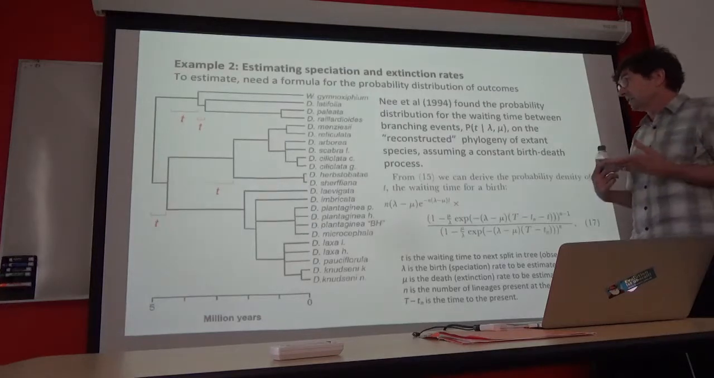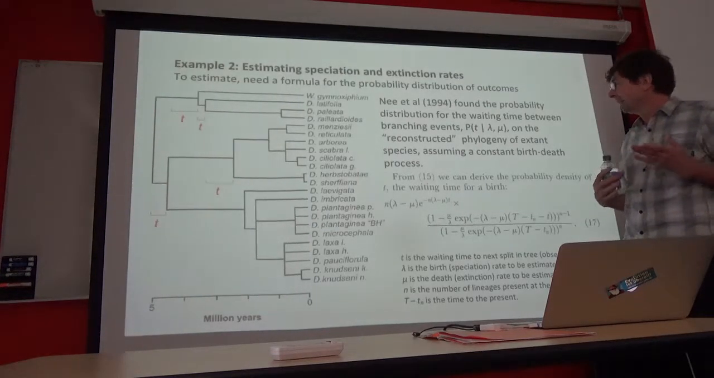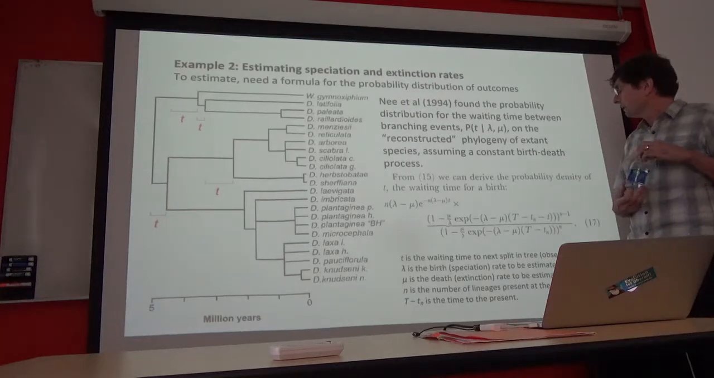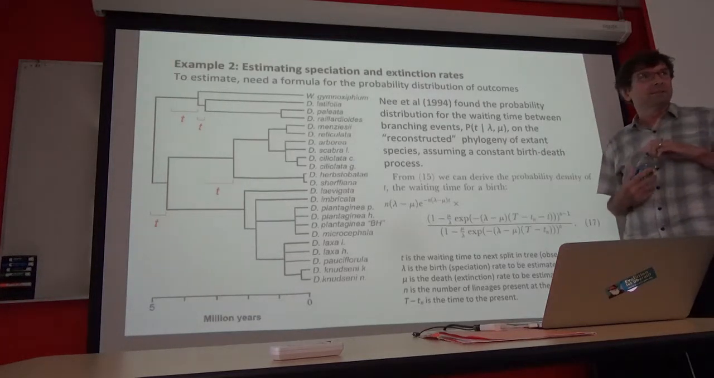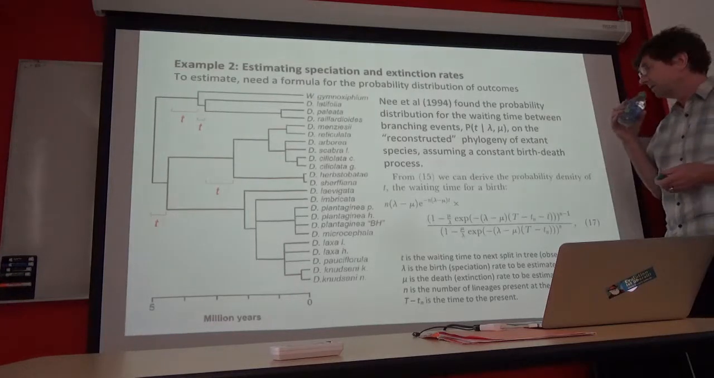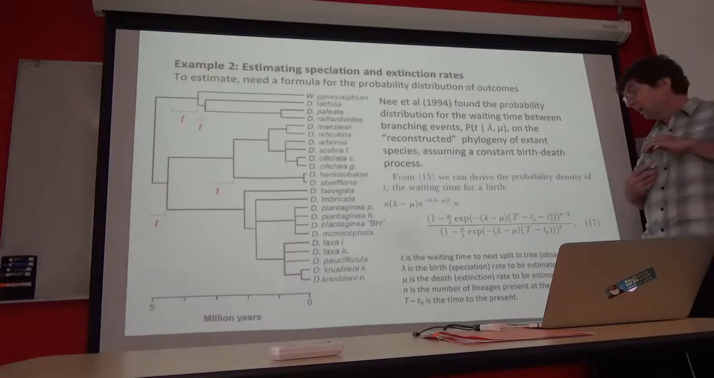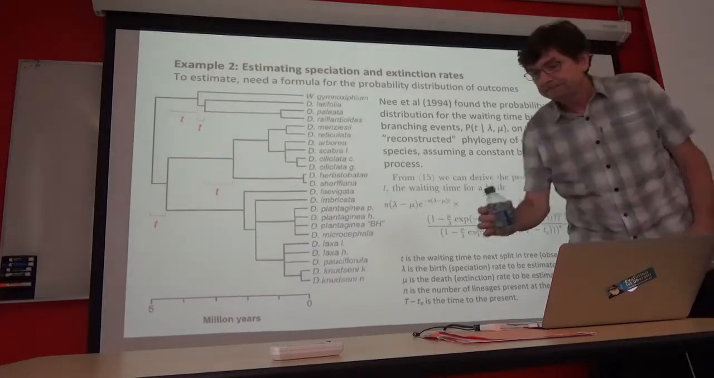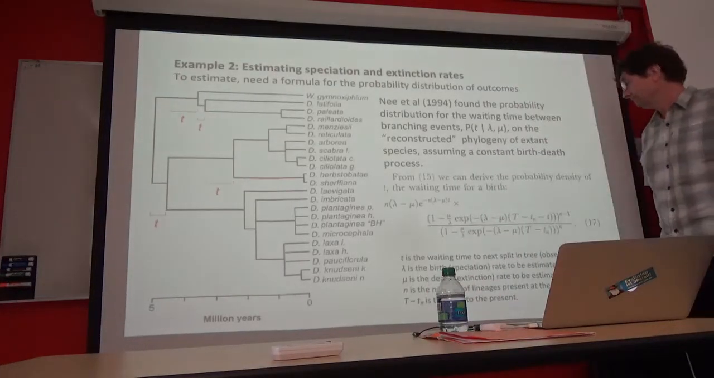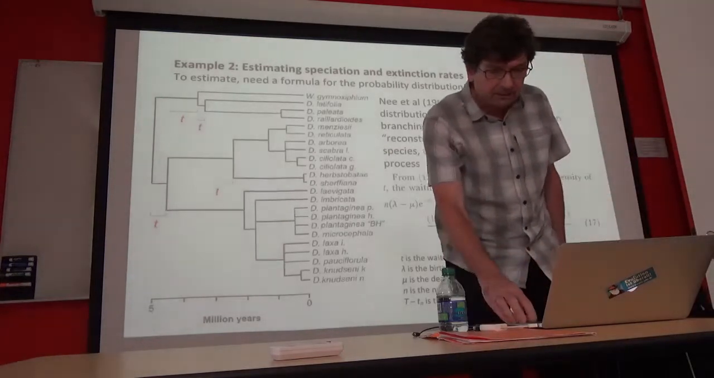And the reason I show you this example is because, well, it was interesting to me. I did it. And because there's no formula to calculate these things, you have to use an approach like this to estimate. Did Nee come up with that? Sean Nee came up with that along with a couple of others. He had help from Bob May. So anyway, that was the equation, and that's all those things.